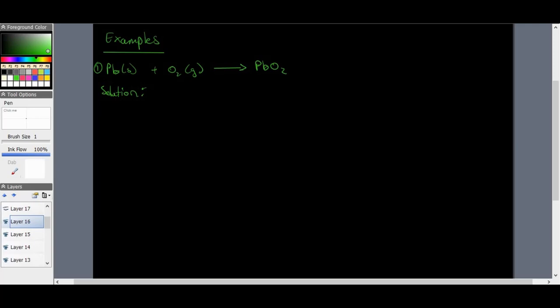All right, so let's do this example. Basically, I want you to identify for me, I'm going to give you about four or five reactions, and I want you to tell me if the reaction is either precipitation, an acid base, a gas forming, or a redox reaction. The solution to this one would definitely be classified as a redox reaction.